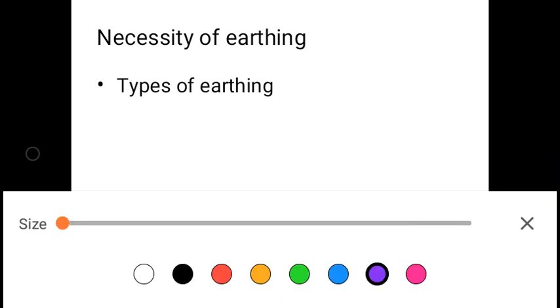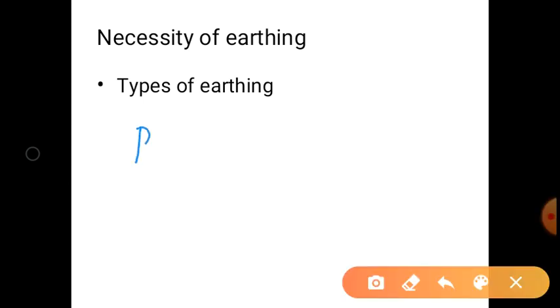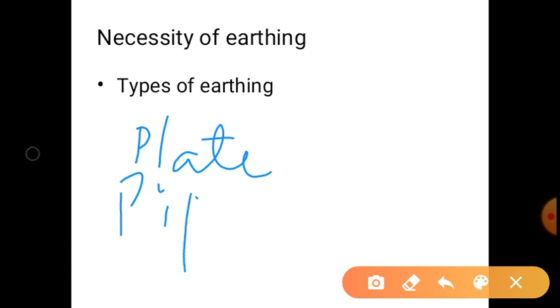So there are a number of necessities of earthing. Why do we use earthing? To protect human beings, to protect the building from lightning, and to avoid shock to human beings. So these are the necessities of earthing. How many types of earthing do we use? There are two types of earthing. One is plate earthing and the second one is pipe earthing. So these are the two types of earthing systems.